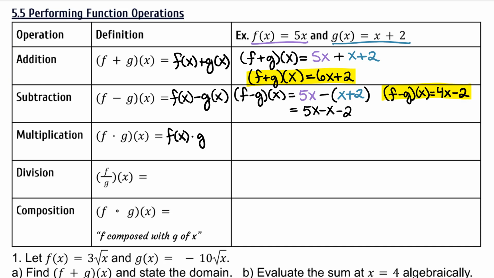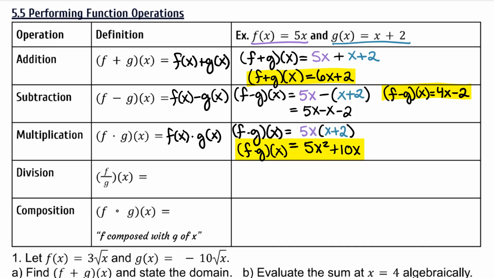F times g of x is f of x times g of x, so multiply the two functions. Distribute to simplify. F divided by g of x would be dividing f by g. Because not all three of these terms have a common factor, there's no more reducing or simplifying we can do for this one.